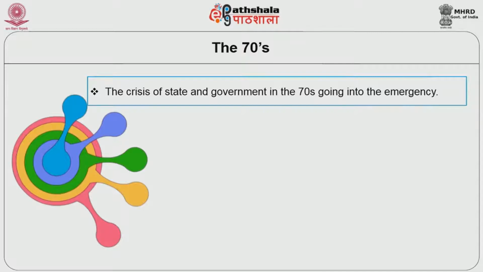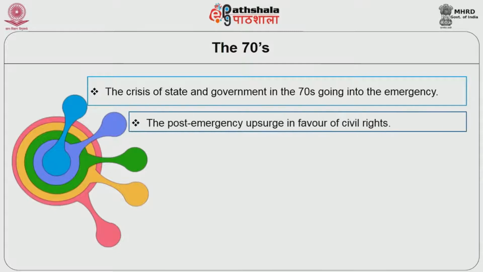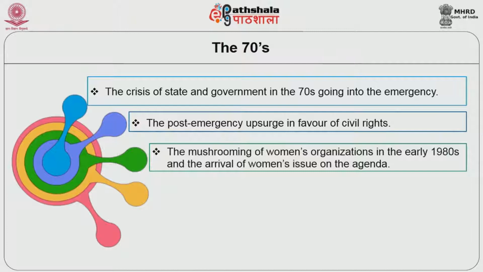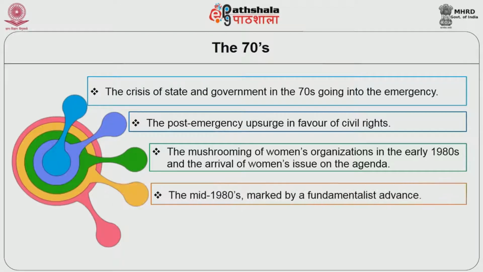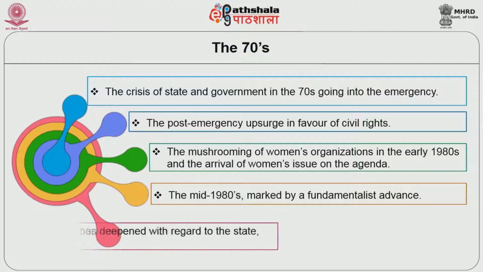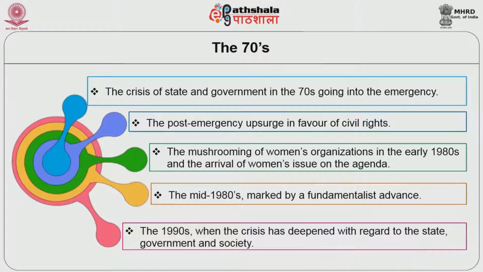resurgence of women's movement in contemporary India has been impacted by: 1. The crisis of the state and government in the 70s going into emergency, 2. Post-emergency upsurge in favor of civil rights, 3. Mushrooming of women's organizations in the early 1980s and the arrival of women's issues on the agenda, 4. The mid-1980s marked by a fundamentalist advance and the 1990s when the crisis deepened with regard to state, government and society.